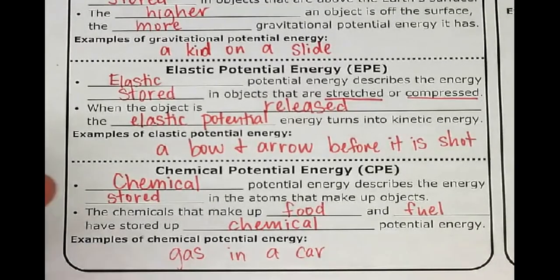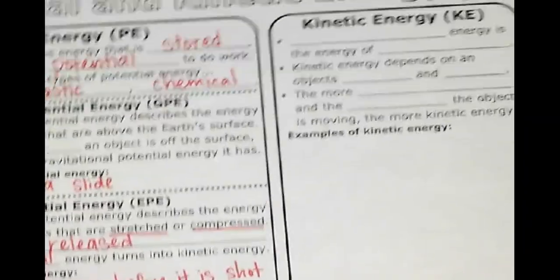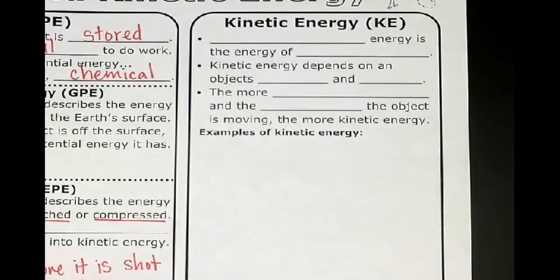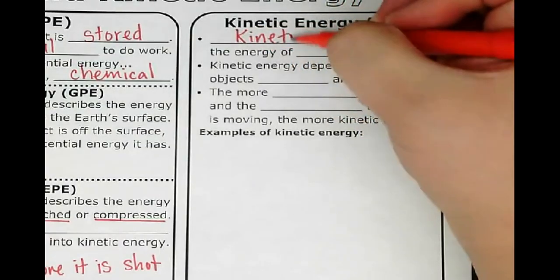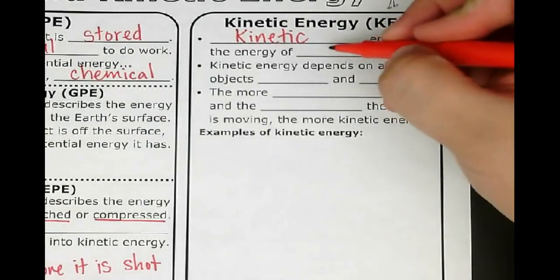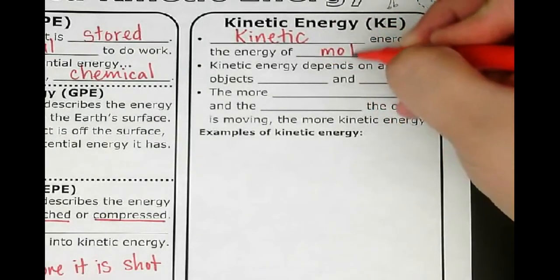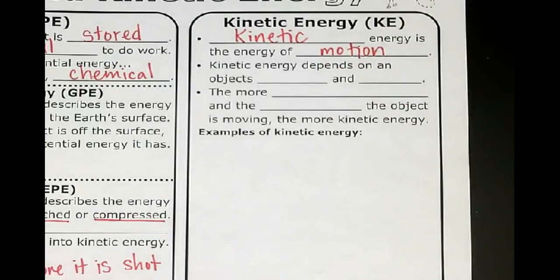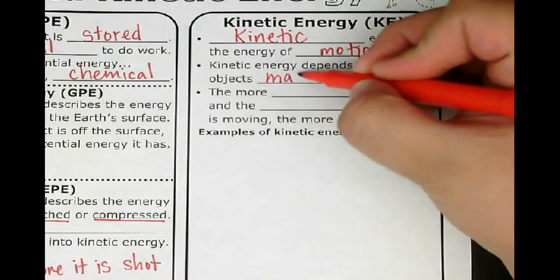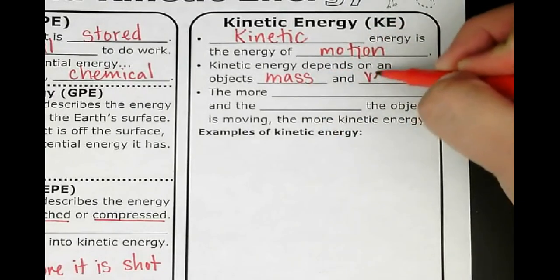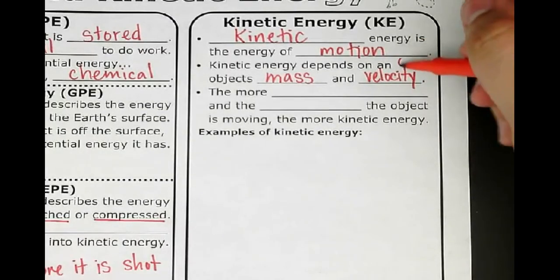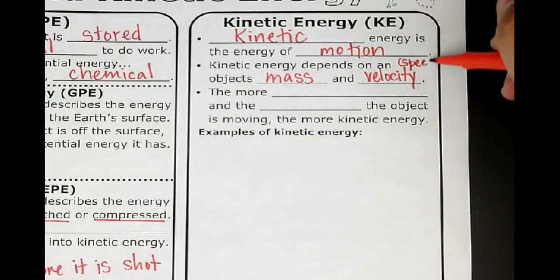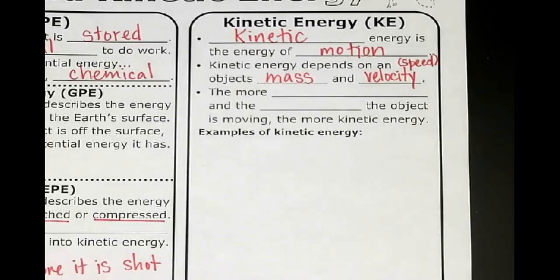Right? Now we're going to slide over to the kinetic energy slide. Right? Kinetic energy, KE. We should know a lot about this. Kinetic energy is the energy of motion. Kinetic energy depends on an object's mass and velocity, which is a fancy way for saying speed. I wrote that in the corner.